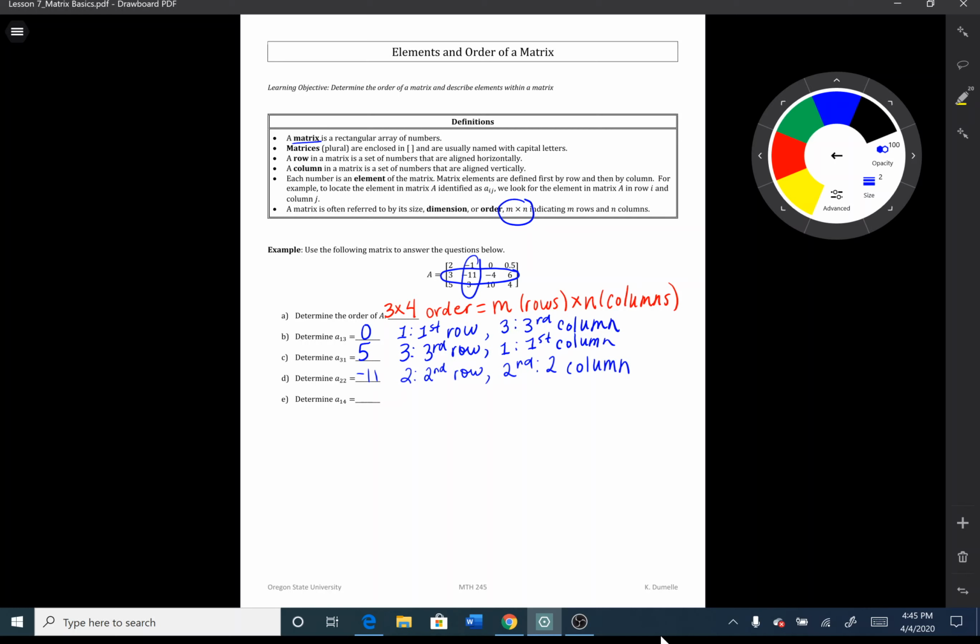And last, I want to determine A sub 1, 4. So the 1 represents the first row, and the 4 represents the fourth column. So I am in the first row and the fourth column, and I see that that entry is 0.5.